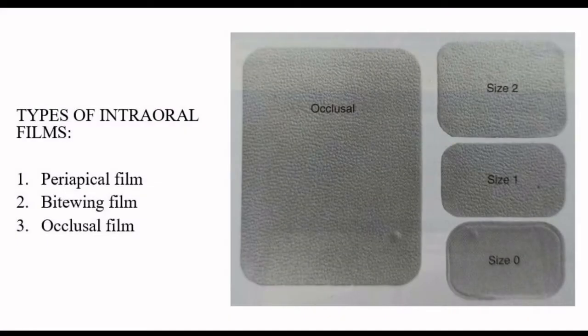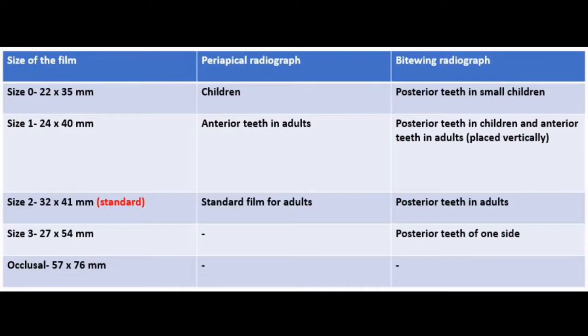First, let us see what are the different types and sizes of the intraoral films which are available and also their corresponding uses. There are three types of intraoral films which are periapical films, bite wing films, and last the occlusal films. And coming to the size, the first one is size 0 of the size 22 into 35 mm, and it is used for making the periapical radiographs for small children and also bite wing radiographs of the posterior teeth in small children.